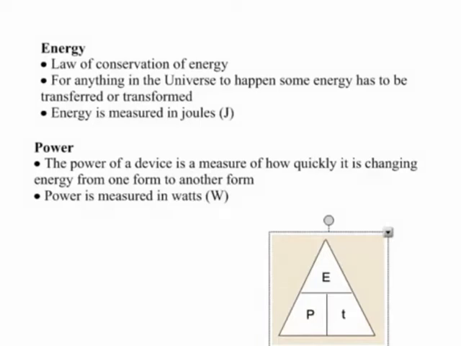Power, our definition for power is: the power of a device is a measure of how quickly it is changing energy from one form into another form. Power is different from energy, so we need different units for it, and so power is measured in units called watts. The symbol is capital W. We can use the triangle here to manipulate the formula. P is power, E is energy, and T is time.